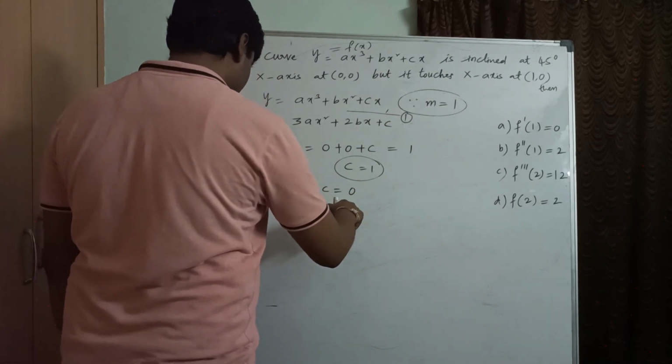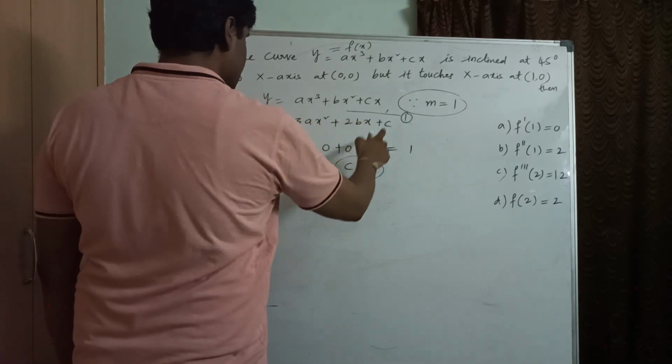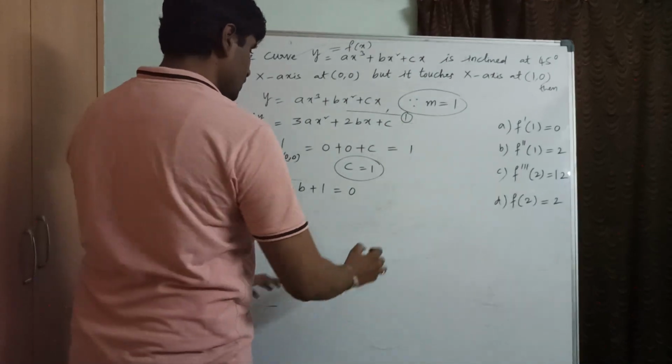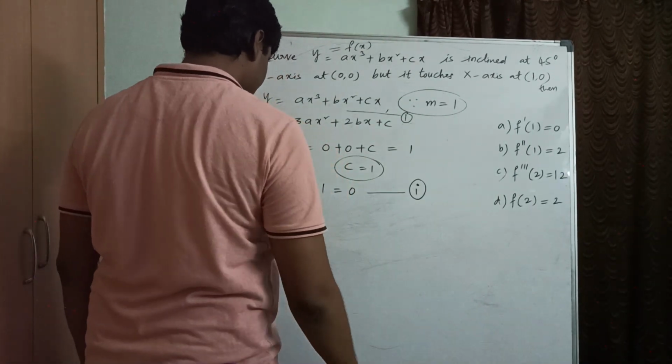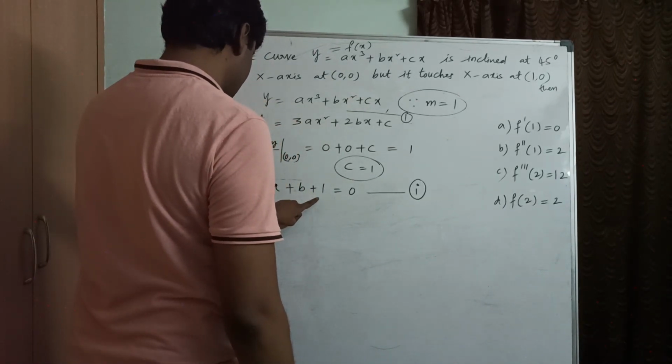So from this what do we get? a plus b plus c, and the c value is 1 here. So a plus b plus c equals 0, which is a plus b plus 1 equals 0. So from this we got one equation.